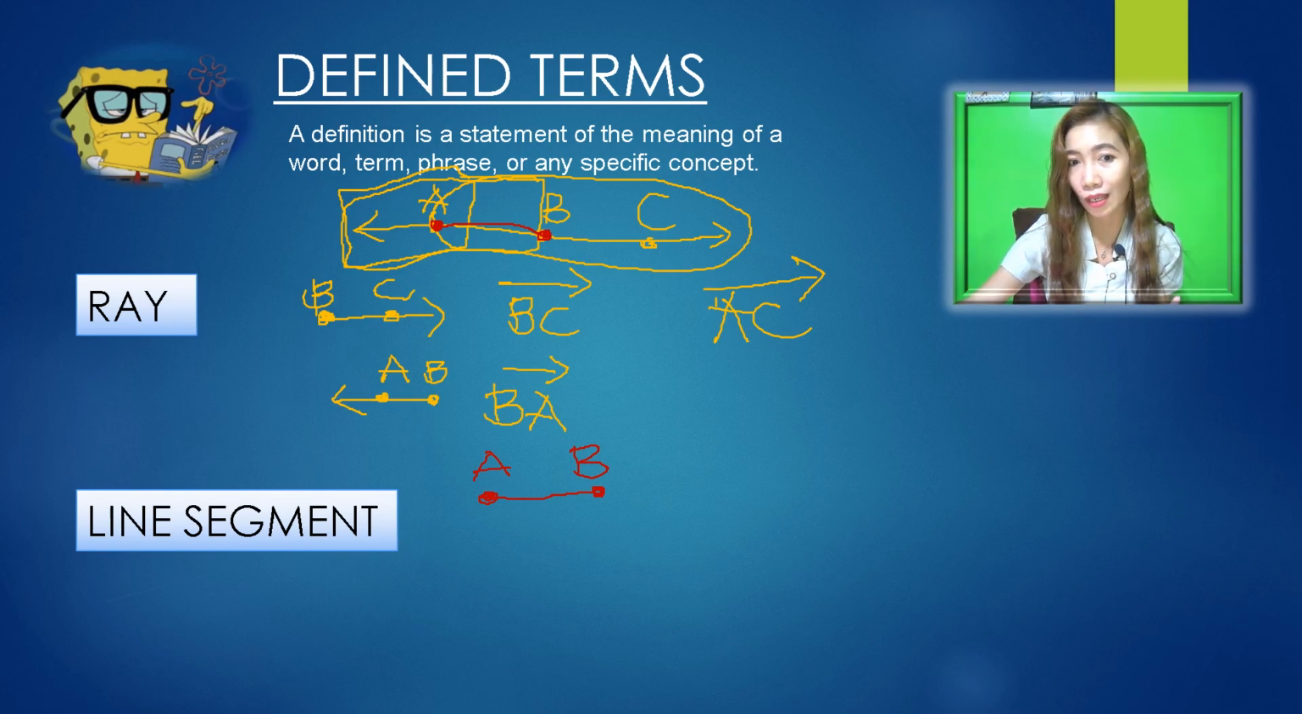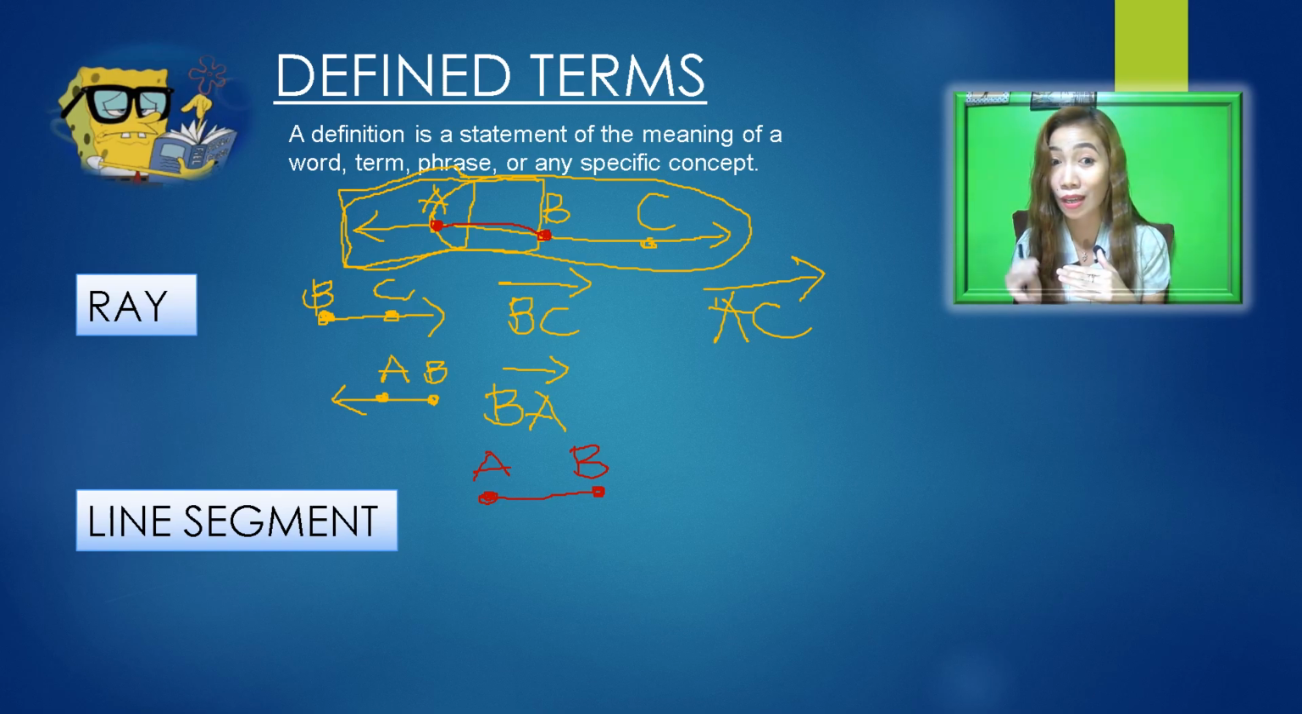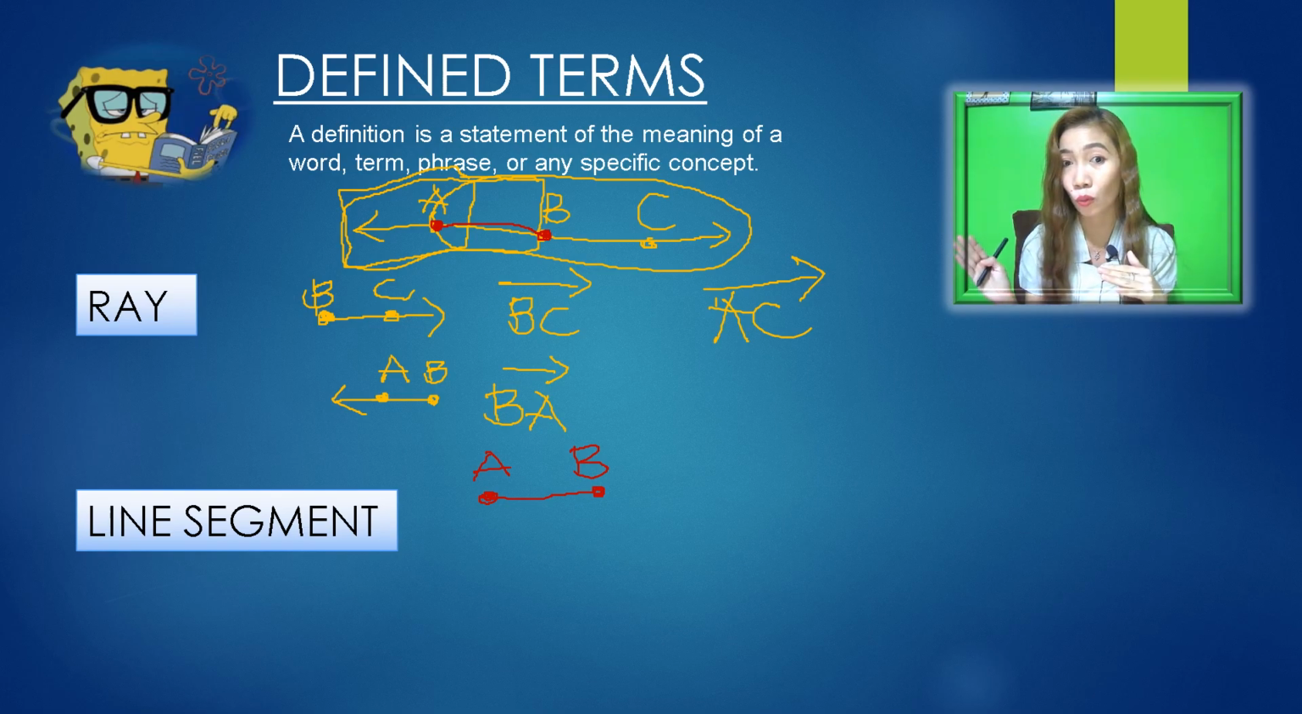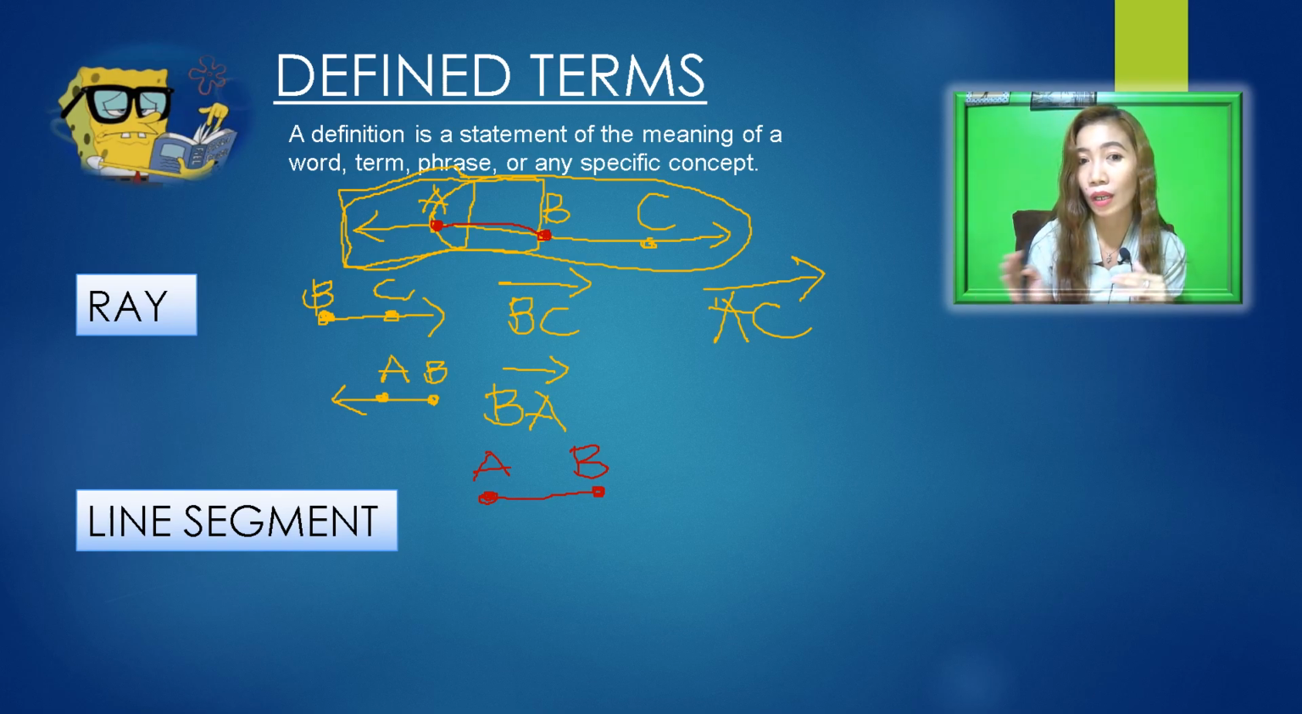So pag line segment na siya, meron na siyang definite length. Okay, pwede mo na siyang sukatin. Pero about ray, ang ray natin, it has infinite length, kasi meron pa rin tayong isang arrowhead. It means nag-extend siya on one side. Okay, pero ang line segment, meron tayong exact length or definite length for that, kasi meron tayong dalawang endpoint.